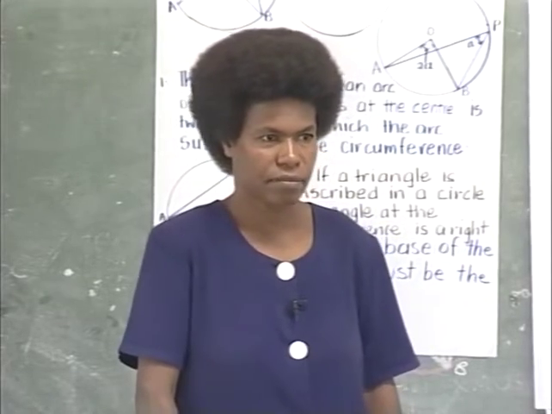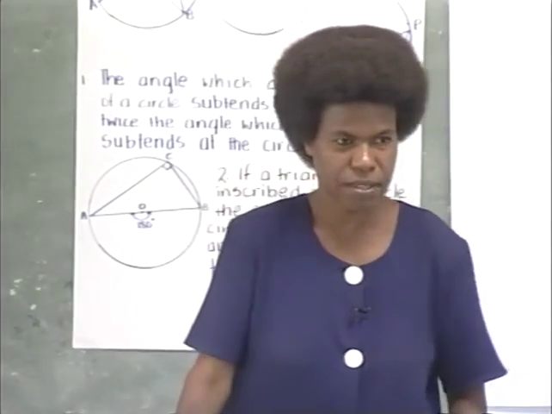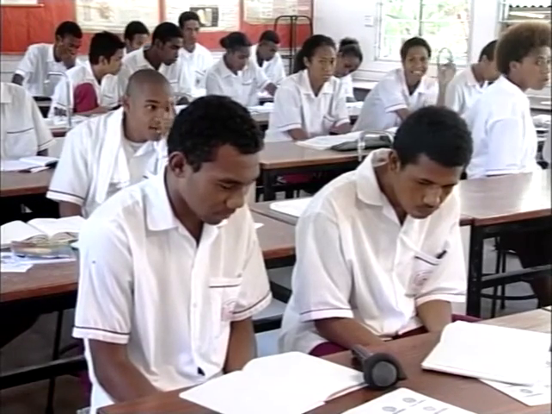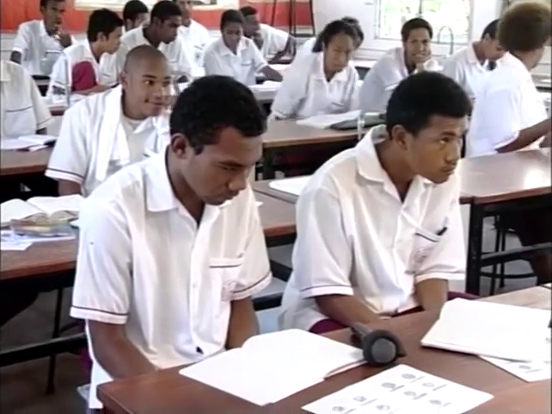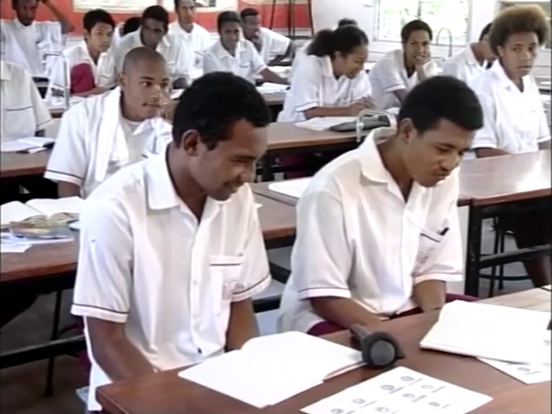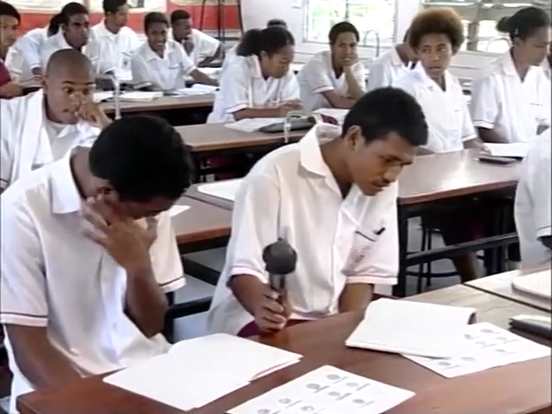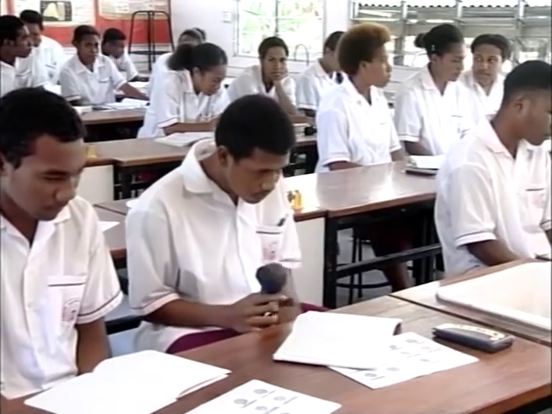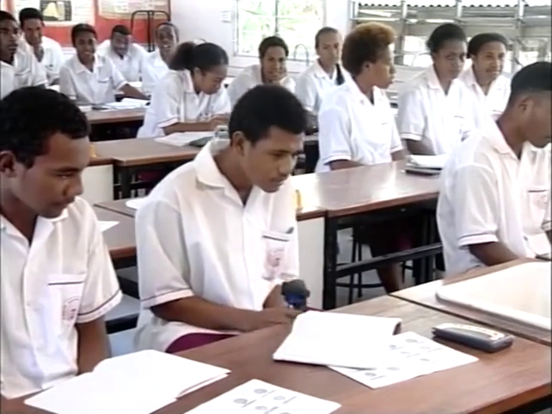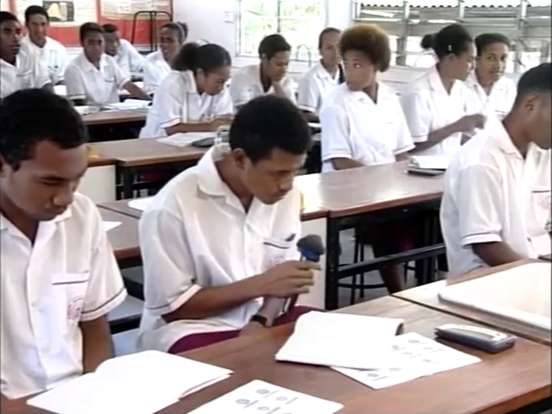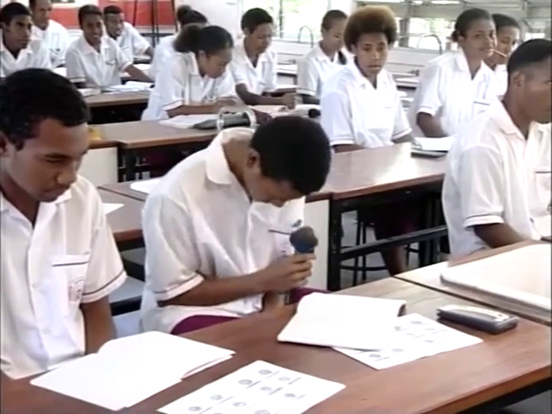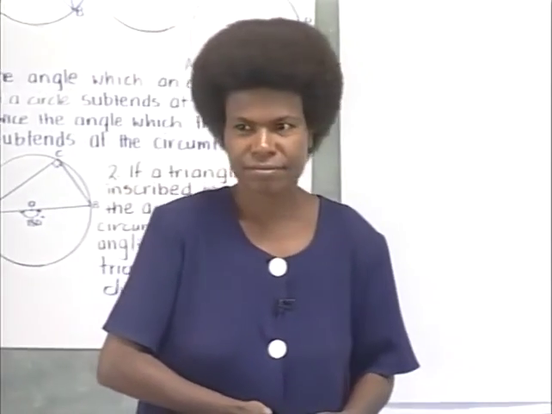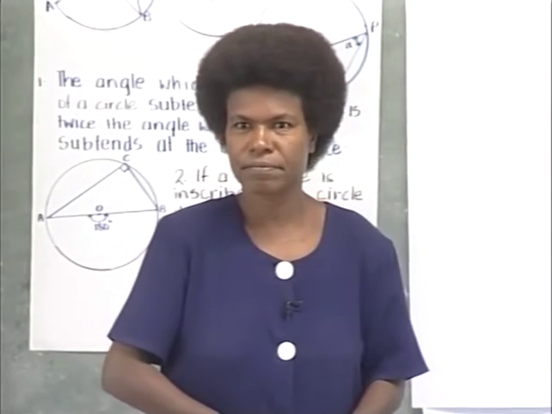This boy in front here. Can you get the mic? Tell us what a circle is. Come on, he doesn't know. Next one. A shape with only one side. That is not right. Next one, pass it on. He'll try that.